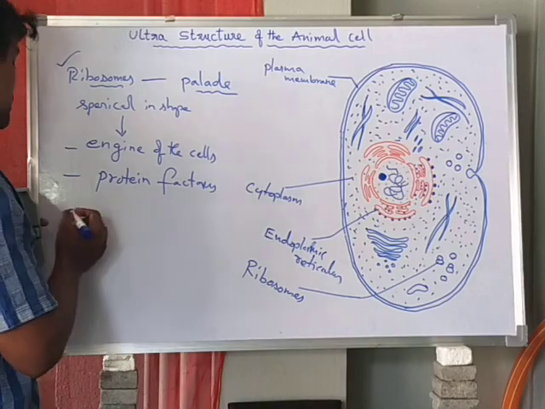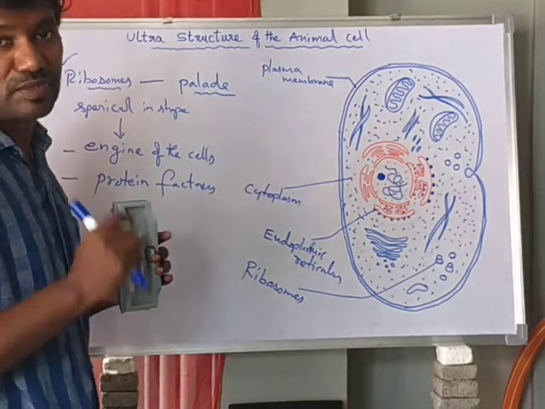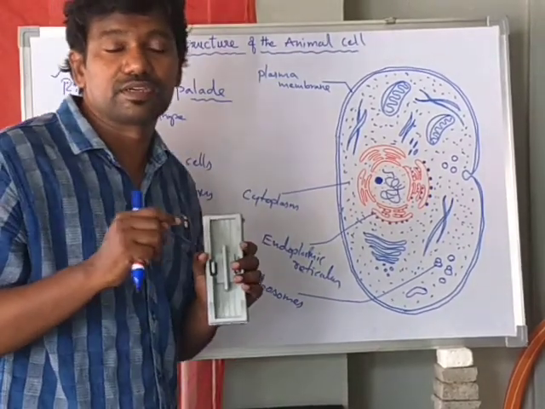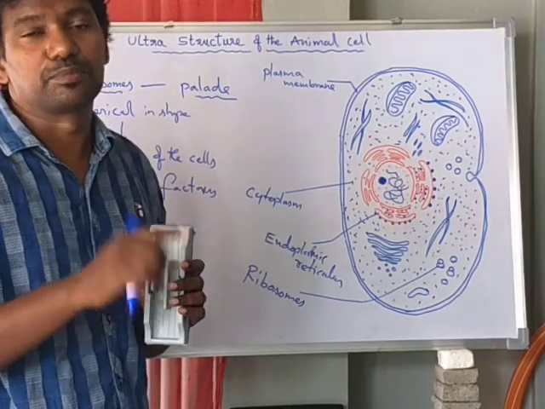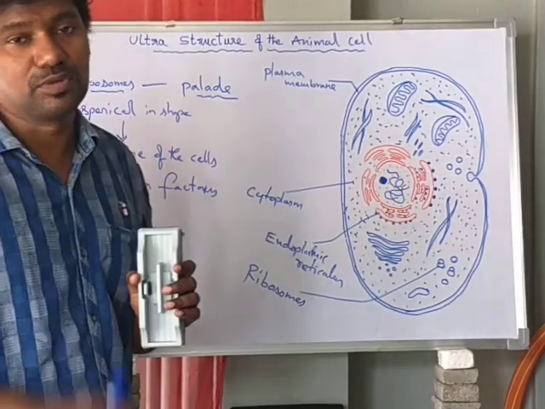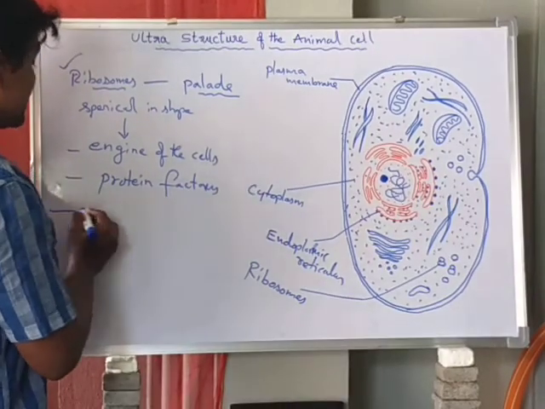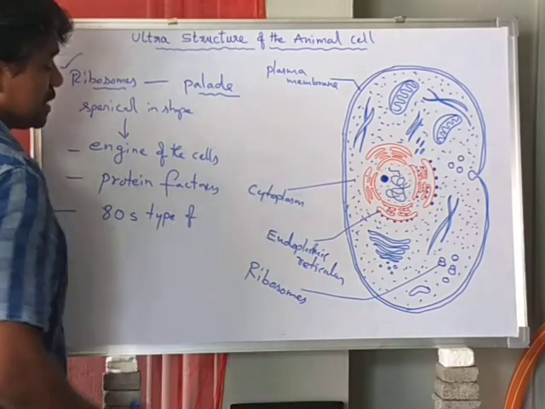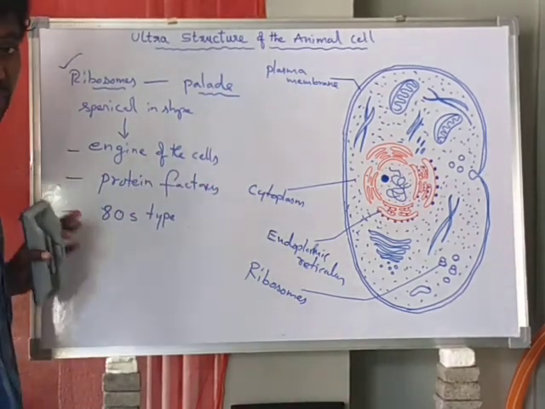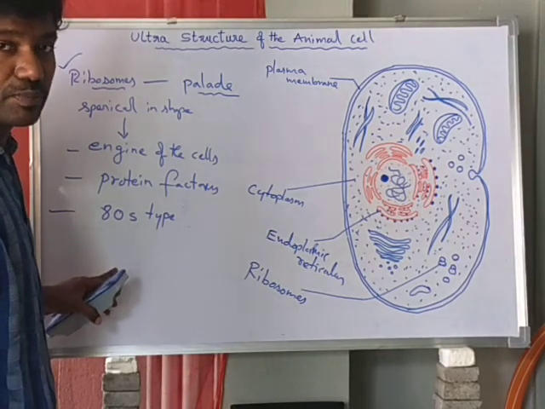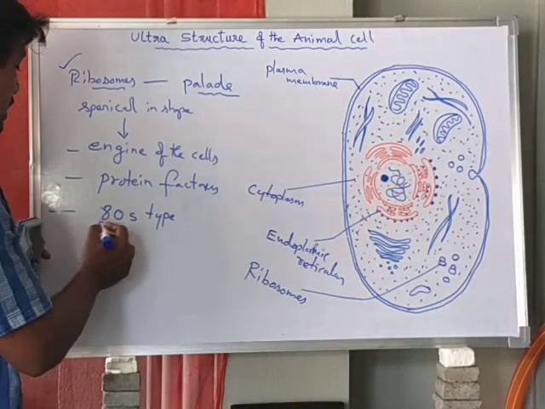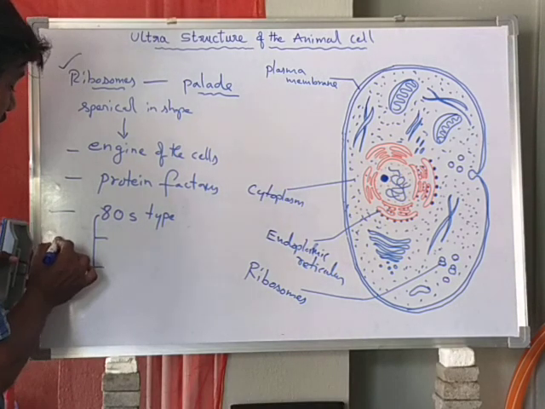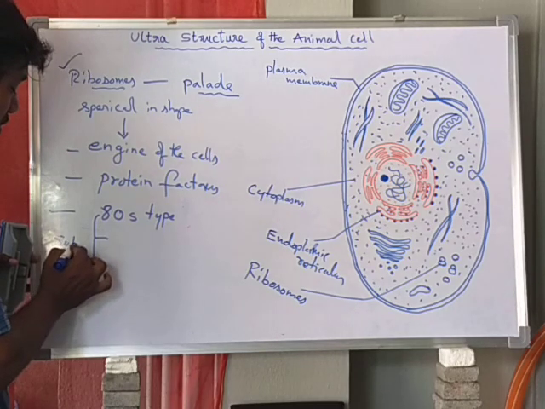Generally ribosomes are differentiated into two types: 70S ribosomes and 80S ribosomes. Eukaryotic cells have 80S ribosomes and prokaryotic cells have 70S ribosomes. Animal cells have 80S type of ribosome. In the 80S type of ribosome there are two subunits.